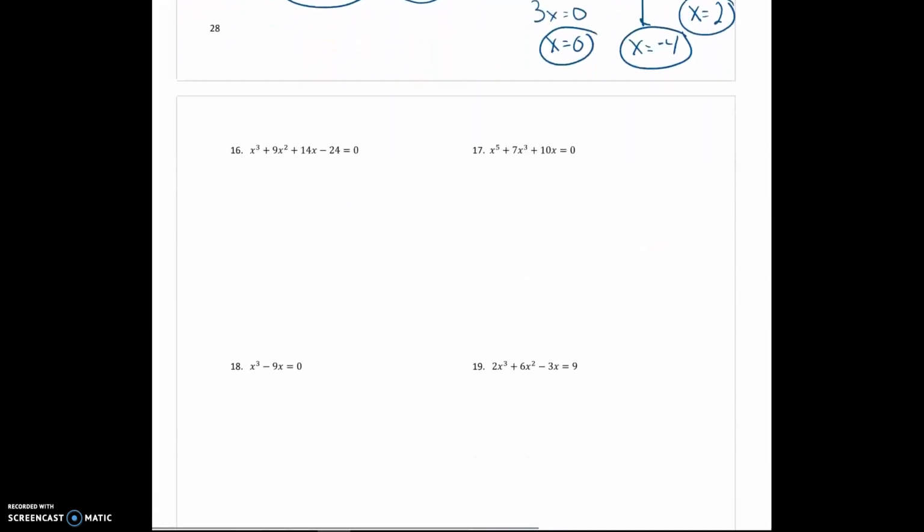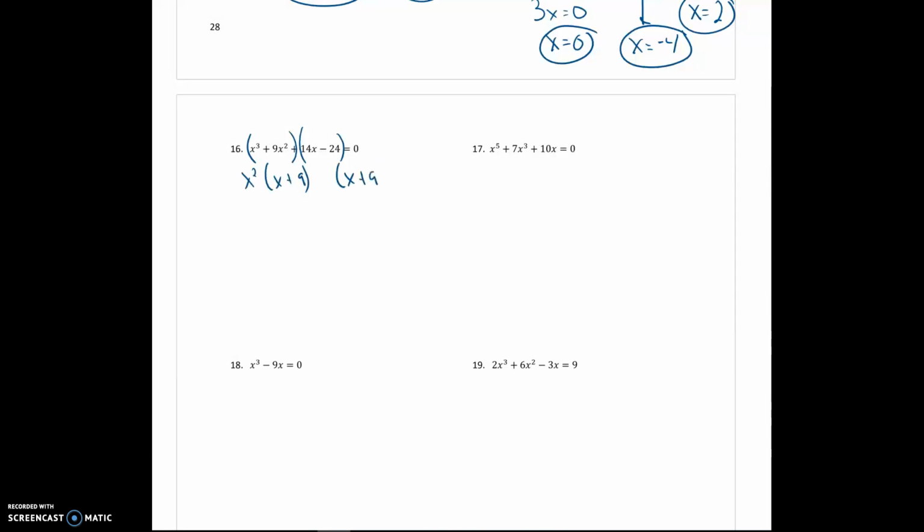Okay, 16. So the first thing I'm going to look for is a GCF. I don't see one. So with 4 terms, I'm going to go straight to my grouping. And I notice I can take an x squared out of here, and I get x plus 9, which when I have the matching set, that's what's supposed to be in here. But this isn't going to work. There is nothing I can take and multiply to x to give me 14x, and to take to 9 to give me the negative 24. So this one is not factorable.